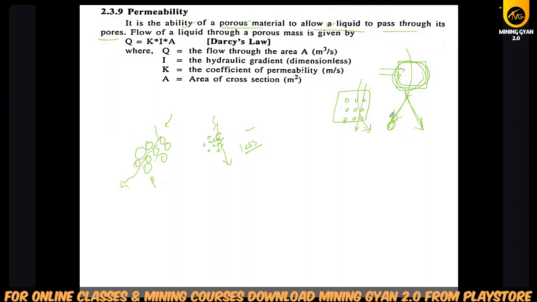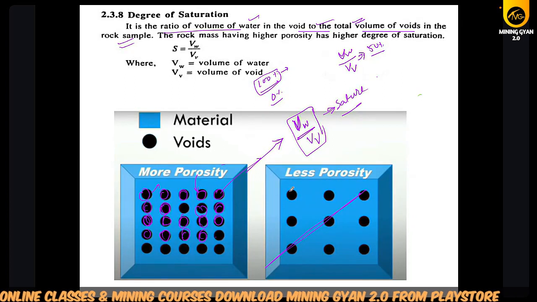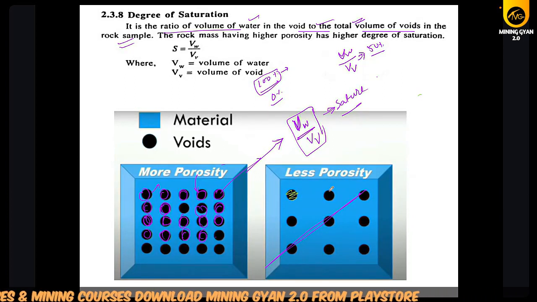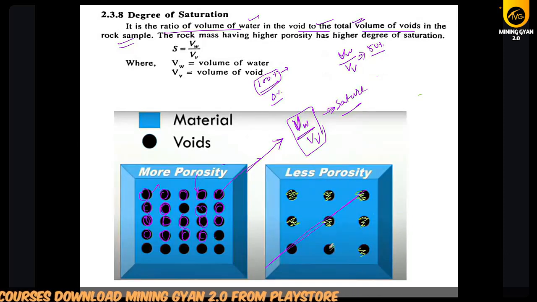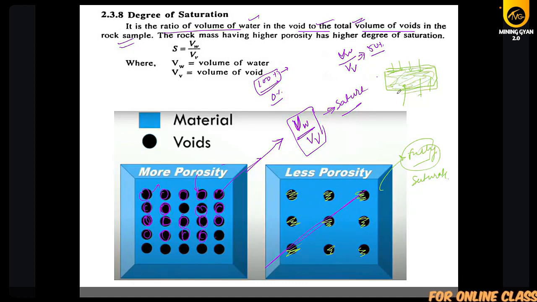Okay, I will explain degree of saturation. First, we will see the degree of saturation. Degree of saturation means, if you have any sample and all the pores or all the voids are filled with water, it is known as fully saturated. You have seen a sponge. If you put it in the water, it will absorb all the water. After it is filled, all pores will be filled with water, and it will be 100% saturated.